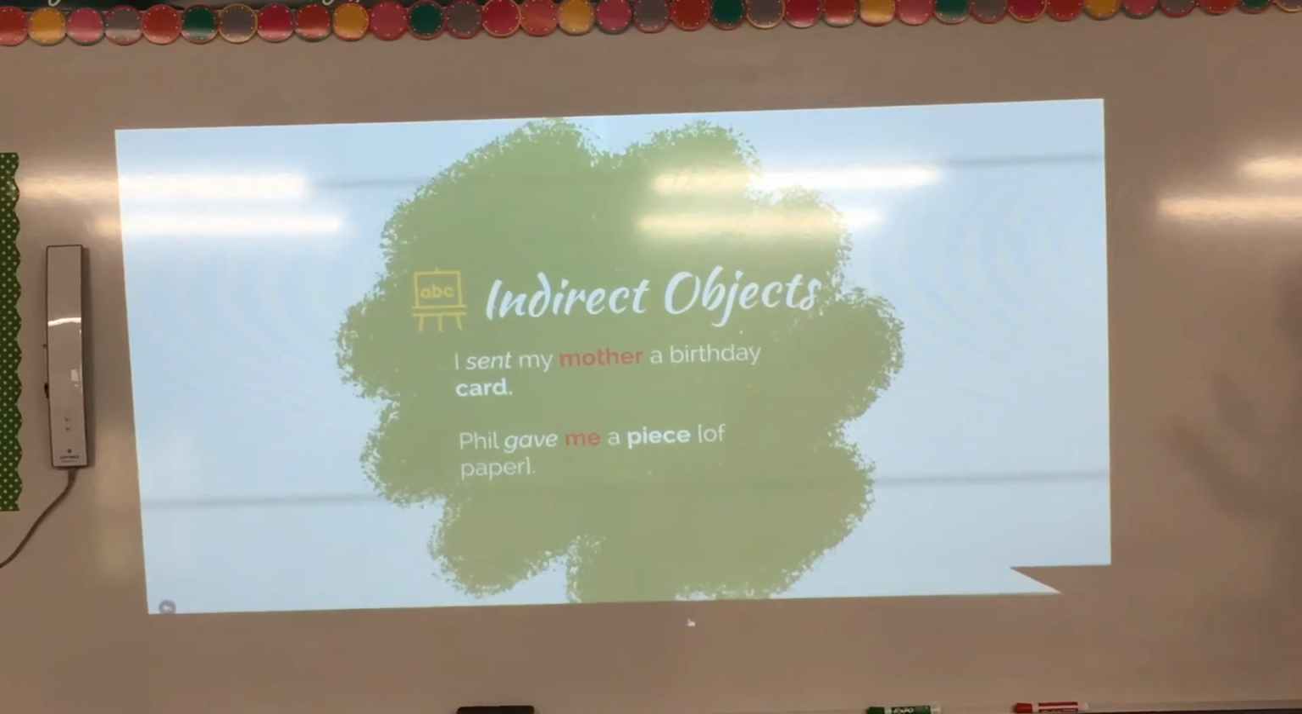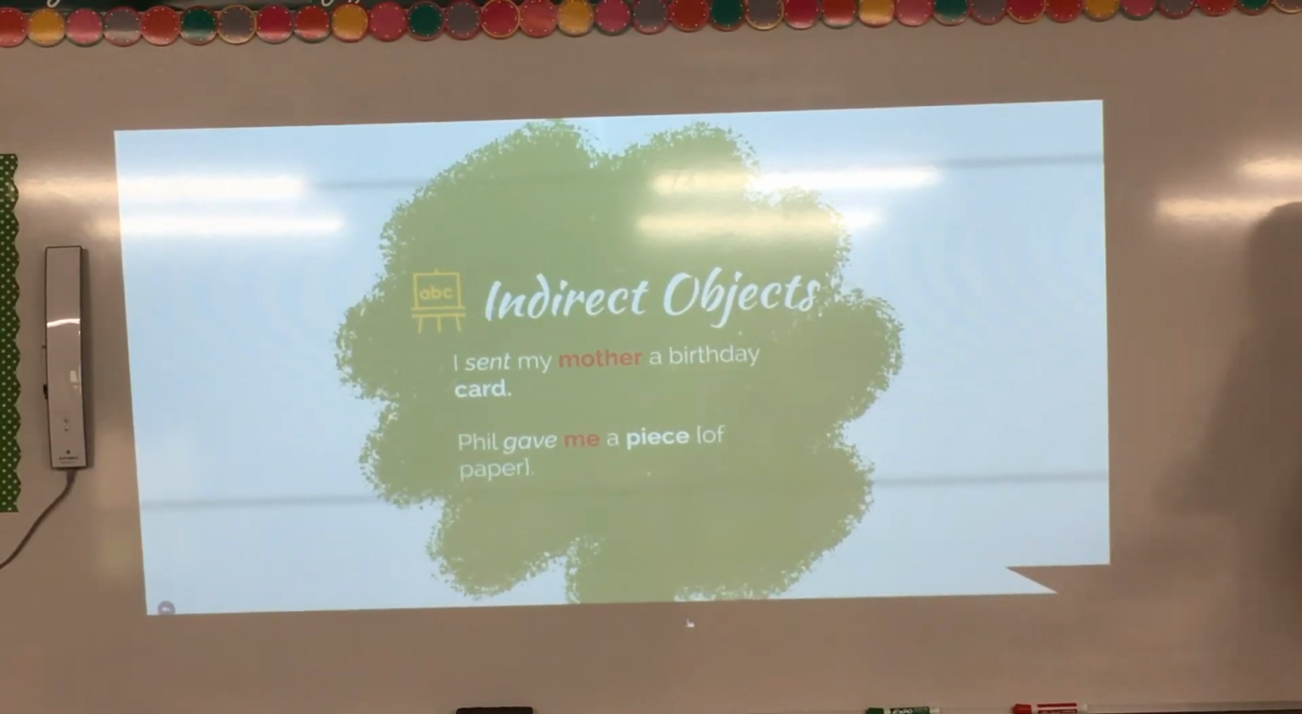I have this color-coded for you, and I even put parentheses around those prepositional phrases because we know we're not going to find the indirect object and direct object in prepositional phrases. That's never where they are. So let's look at a couple of examples.